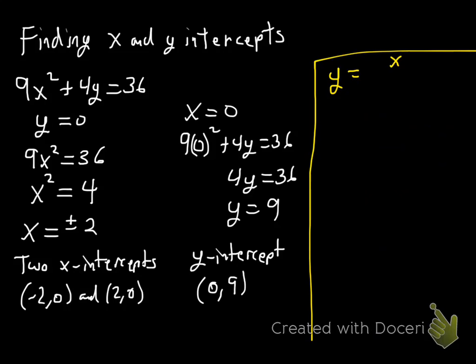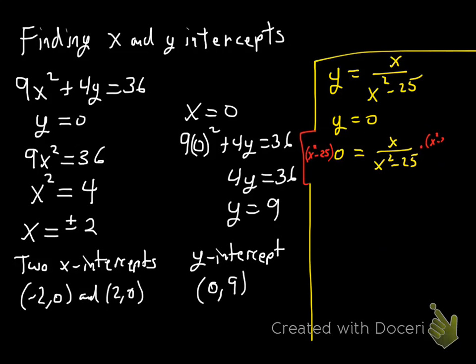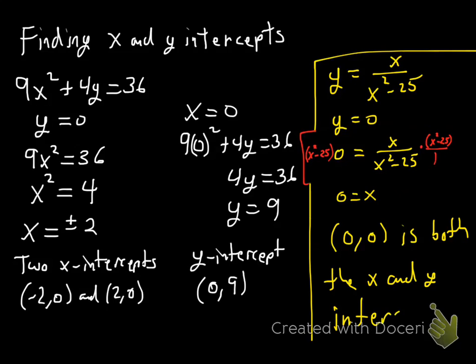Okay. I'm going to do one more example of finding x and y-intercepts. And we'll get y is equal to x over x squared minus 25. We'll go ahead and set y equal to 0, and then we're going to solve for x. So we're going to go ahead and fraction bust and multiply by the LCM of x squared minus 25. So you get 0 is equal to x. So when y is equal to 0, x is equal to 0. So if that happens, then you're crossing the origin, and you're both an x and y-intercept. And that's the only one we're going to have for this one.